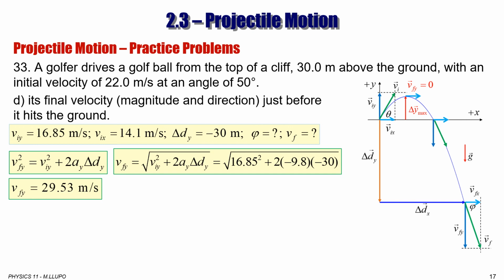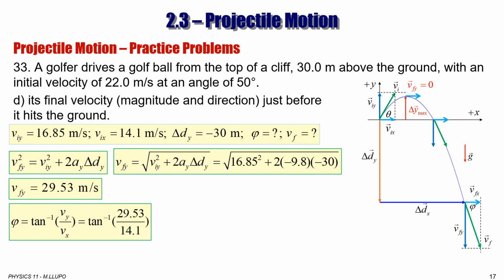So after getting this, we can calculate the angle. And the angle is tan negative 1 of opposite over adjacent. And opposite is 29.53, we just calculated. And adjacent is the x component, 14.1, and the angle is 64.5 below horizontal.